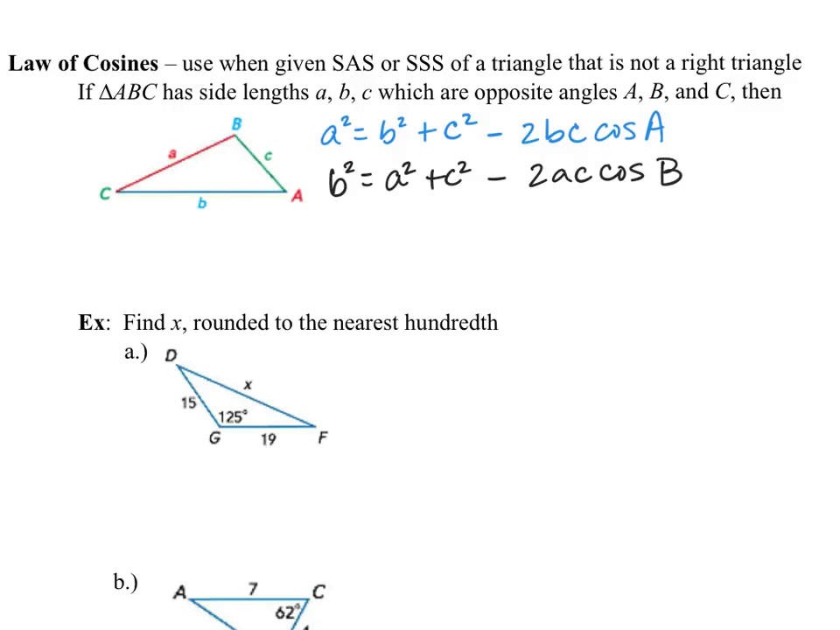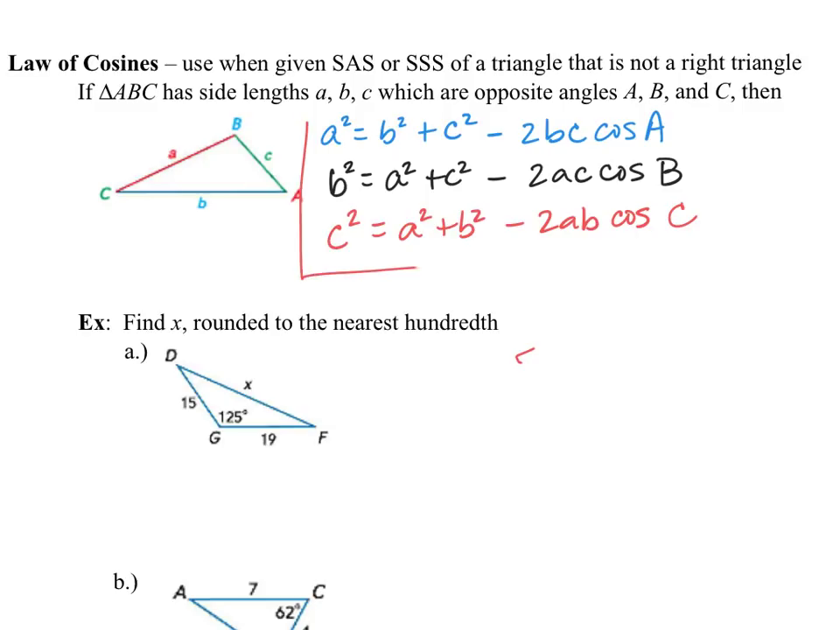Notice that when you start with a squared, you end up with the cosine of angle A. When you start with b squared, you end up with the cosine of angle B. So that brings us to the third part of the law of cosines, which has to do with side C. And it says that c squared is equal to a squared plus b squared minus 2 times a times b times the cosine of angle C.